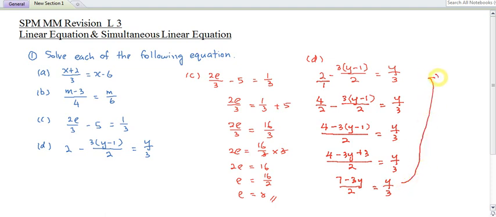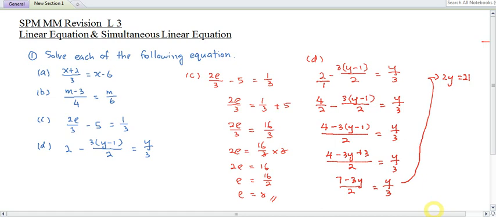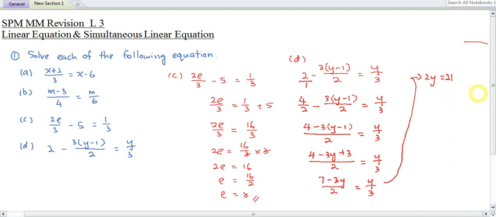Okay. Then we just do the cross multiplication. It becomes 2y is equal to 21 minus 9y. Okay, why does it become 21 minus 9y? Because 3 times 7 you get 21. 3 times 3 you get 9. Because negative, you get negative.